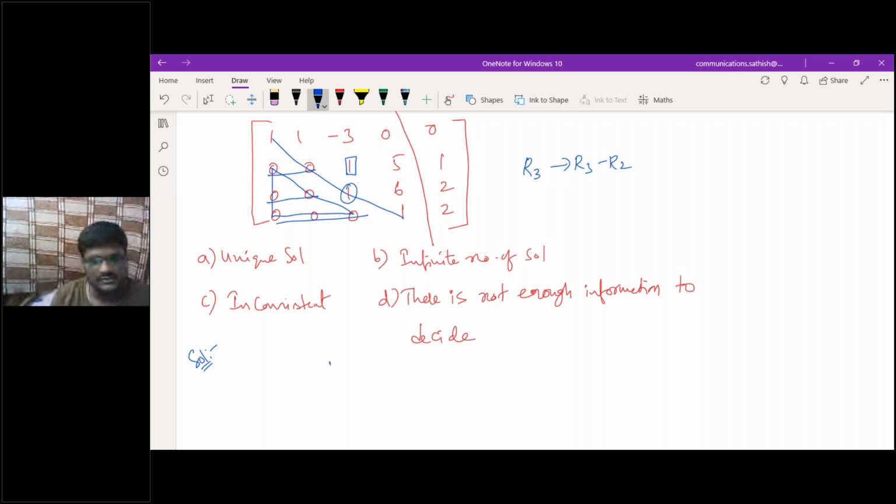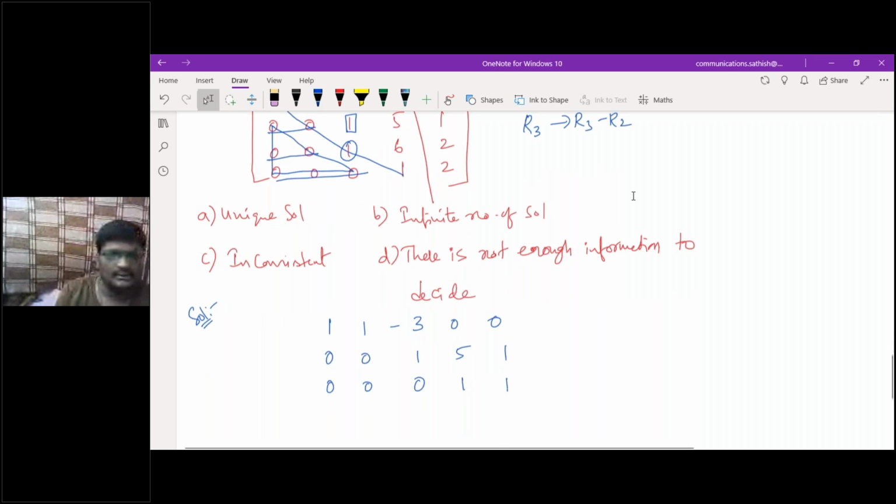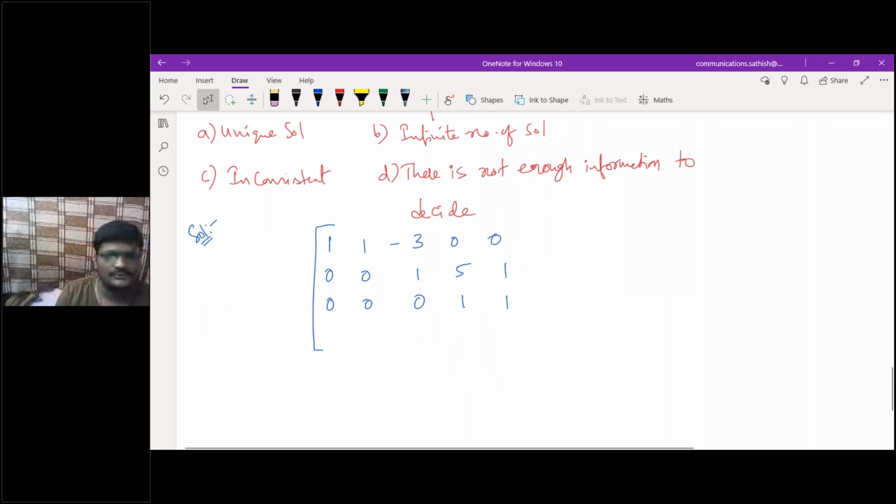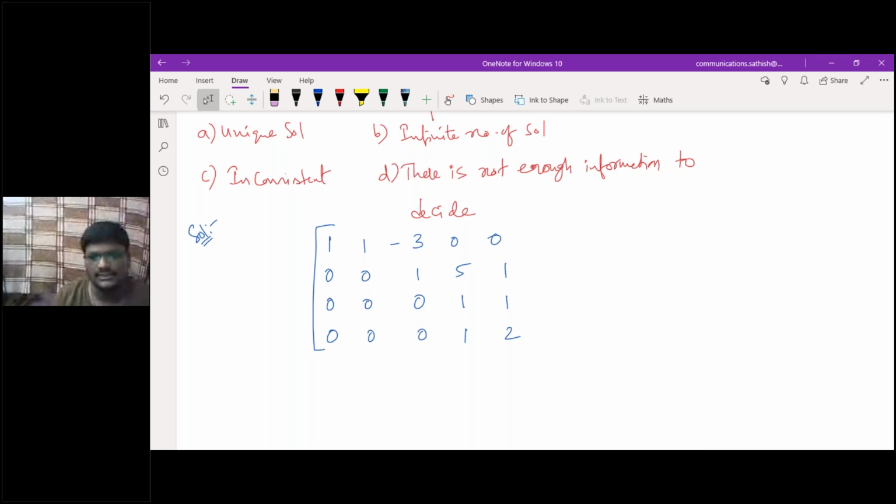Yeah, so what I'll get here is 1 1 minus 3 0 0 0 0 1 5 1 and then 0 0 0 0 0 1. 1 1. Am I correct? Yes, sir. Then what about the last row, which is 0 0 0 1 and 2? Am I correct? Yes, sir.